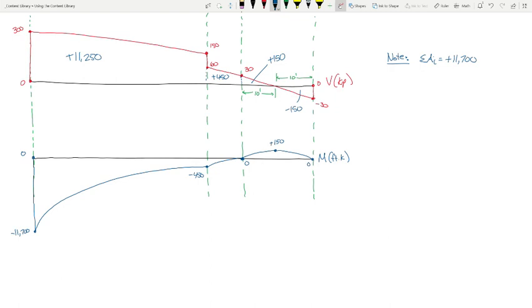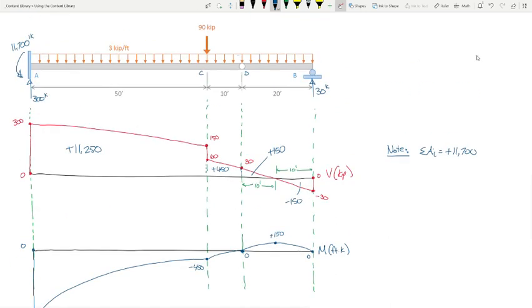But look what happened. You got a 0 right here. By golly gosh gee. Wasn't the internal moment at the hinge 0? There's a check for you. Craziness, isn't it? I love structural analysis for stuff like this. It just sort of checks itself.